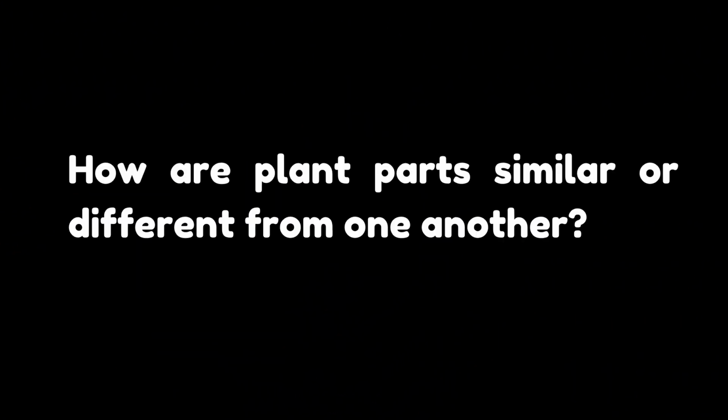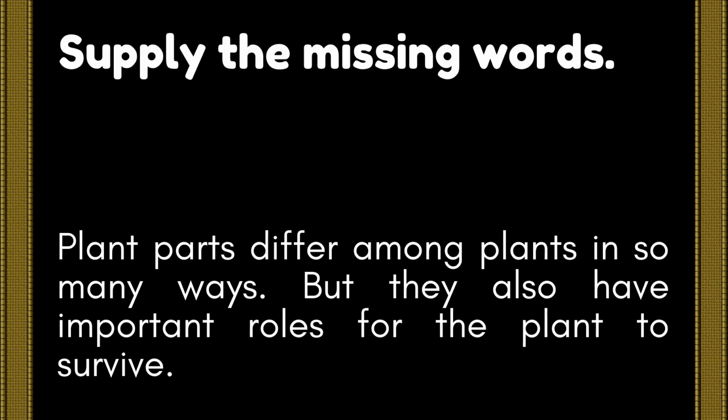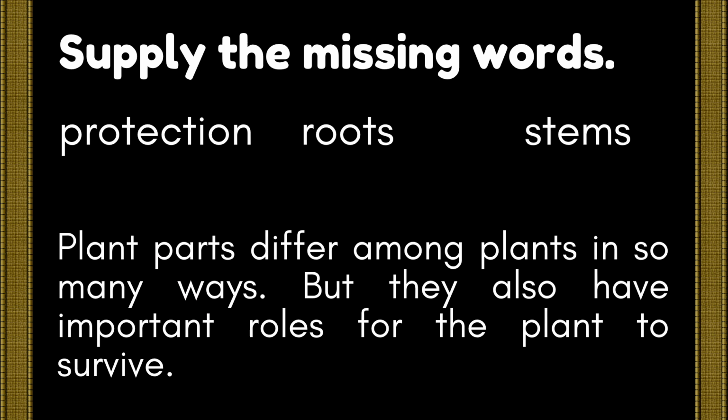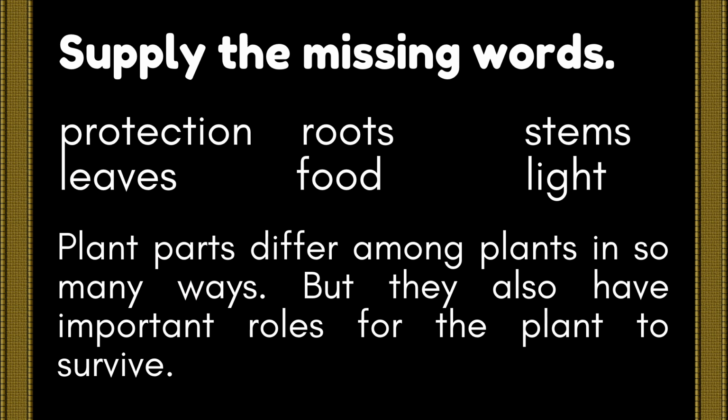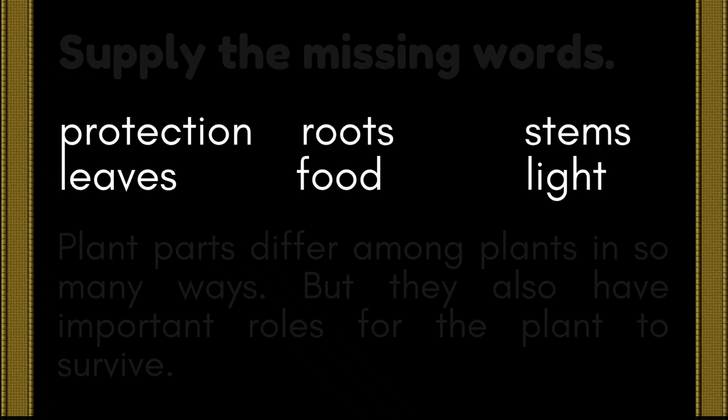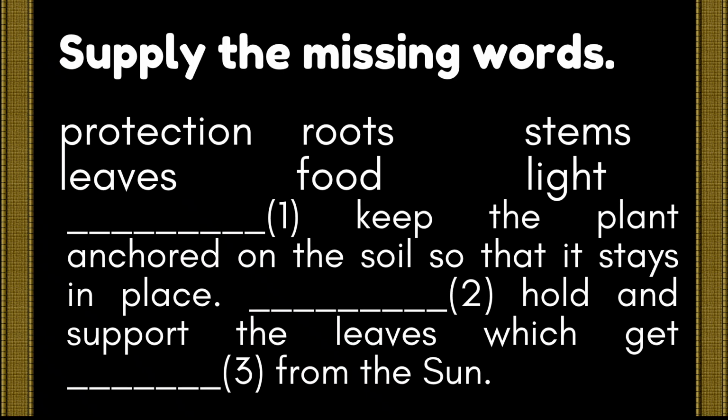How are plant parts similar or different from one another? Supply the missing word. We have here protection, root, stem, leaves, food, and light. Plant parts differ among plants in so many ways, but they also have important roles for the plant to survive. Blank 1: keep the plant anchored on the soil so that it stays in place. Blank 2: hold and support the leaves, which get blank from the sun. Answer: roots, stem, and light.